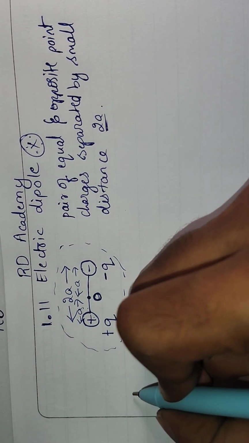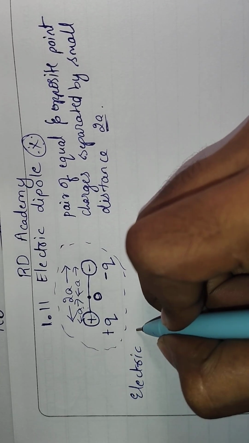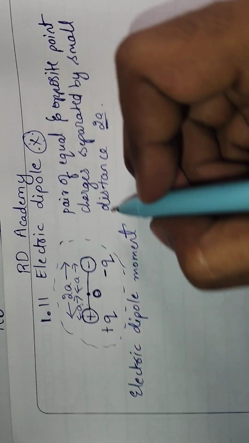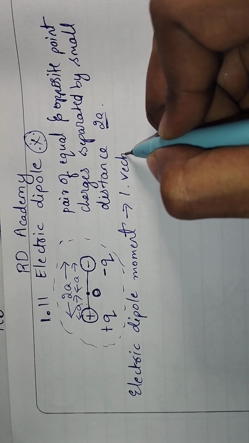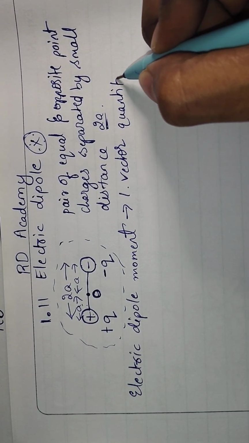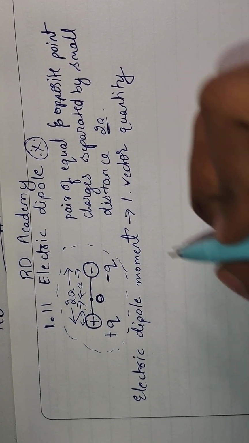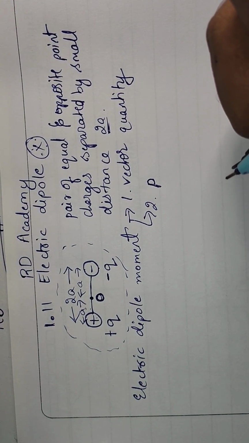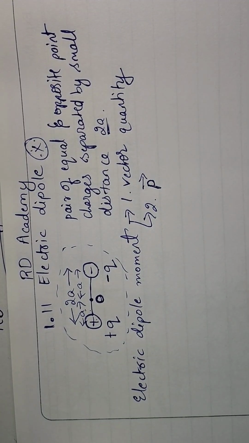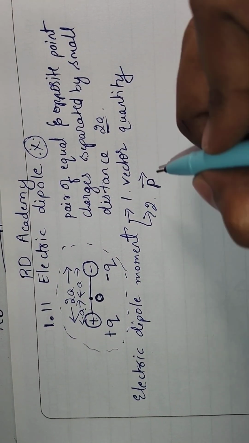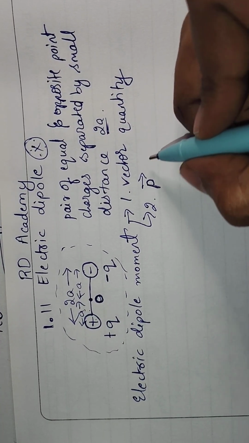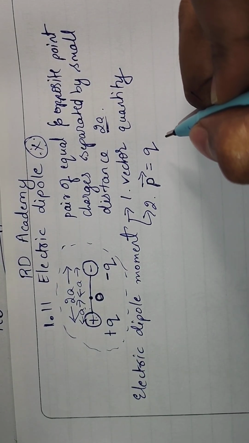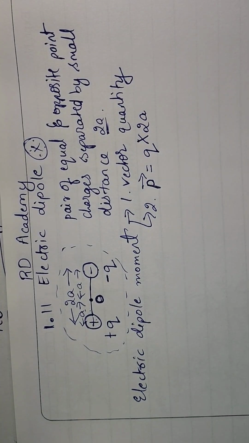Now an electric dipole has something known as the electric dipole moment. The first property is that it is a vector quantity. Always remember, electric dipole moment is a vector quantity. The second property: it is represented by the symbol small p, and since it is a vector we need to add an arrow. So the symbol of electric dipole moment is p vector, and it is quantitatively equal to the product of the magnitude of the charge multiplied by the distance between them.